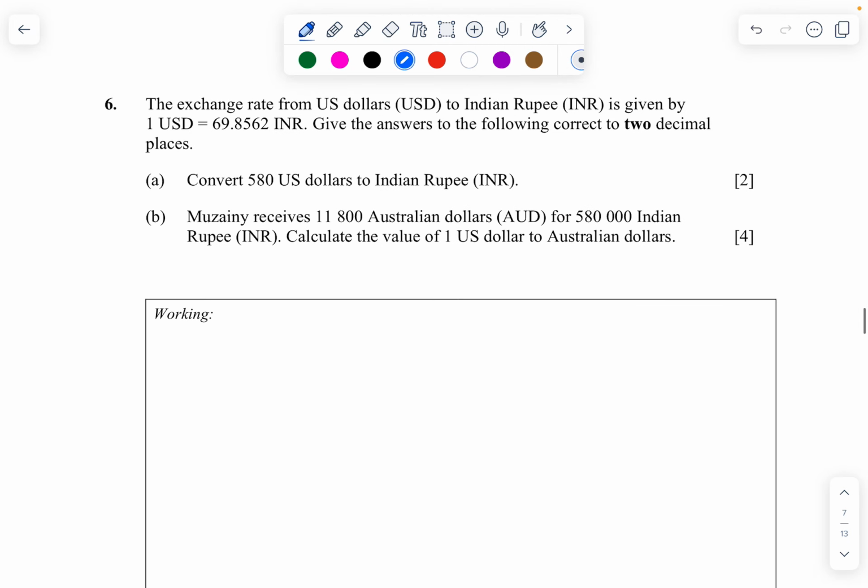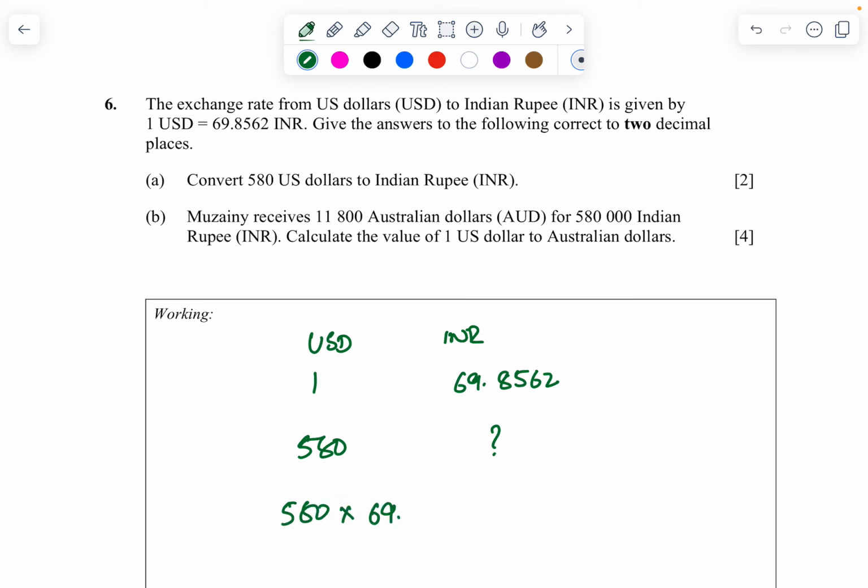Question number 6, the exchange rate of US dollars to Indian rupees is given. So US dollars and Indian rupees, which is 1 to 69.8562. Give your answers to two decimal places. 580 US dollars equals how much? 580 times 69.8562, which is going to be 40,516.60 Indian rupees.